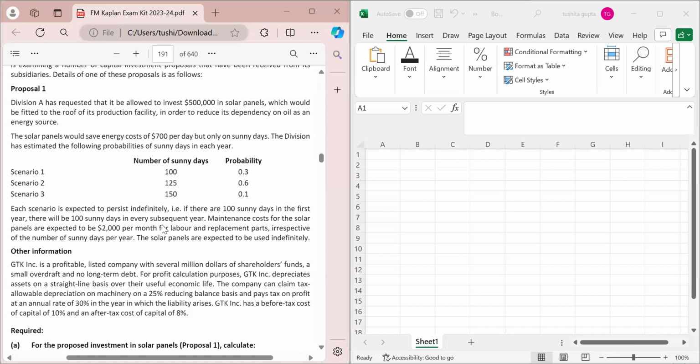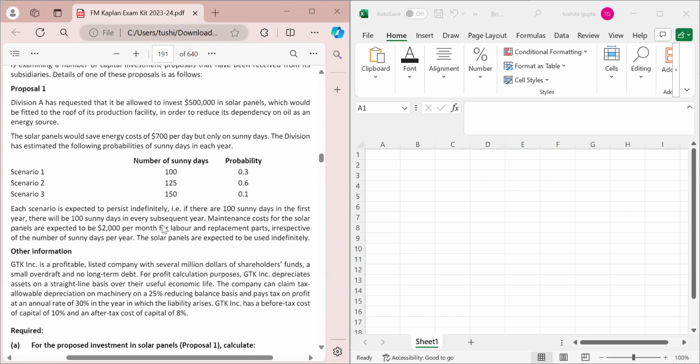The division has estimated the following probabilities of sunny days in each year. Scenario 1 says 100 sunny days and the probability of that happening is 30%. Scenario 2 says 125 and the probability is 60%. And then you have a 10% probability of 150 sunny days. Each scenario is expected to persist indefinitely. That is, if there are 100 sunny days in the first year, there will be 100 sunny days in every subsequent year.